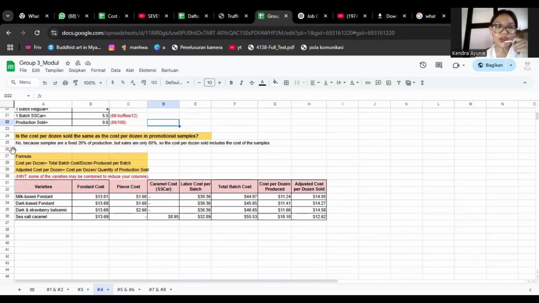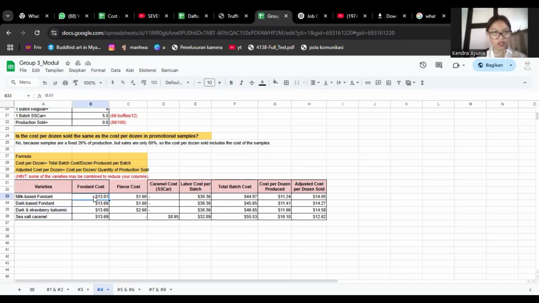Okay, so here I have the formula. Here's the table, and like I said, I don't want to make too many tables in this Excel, so I'm just going to keep it simple so it's easier for you to see. There are 4 different varieties based on the fondant: milk and dark, then the dark with strawberry balsamic flavoring, and the last one is the sea salt caramel.